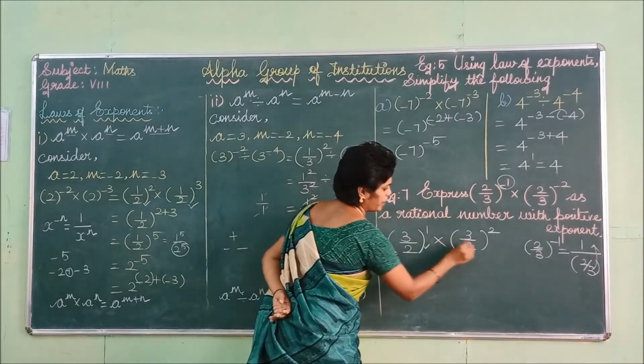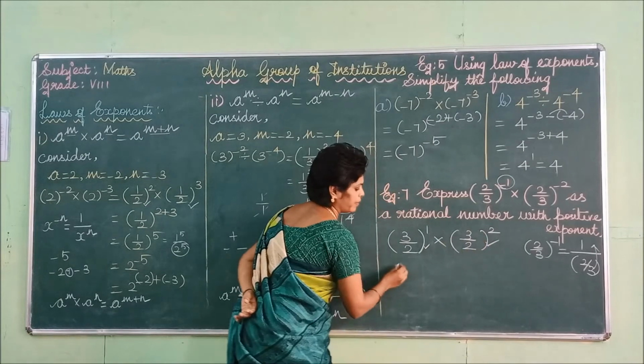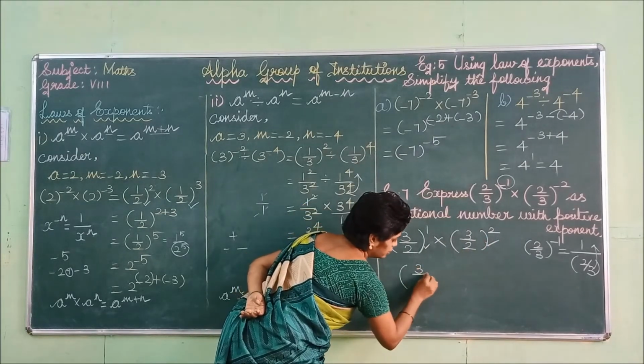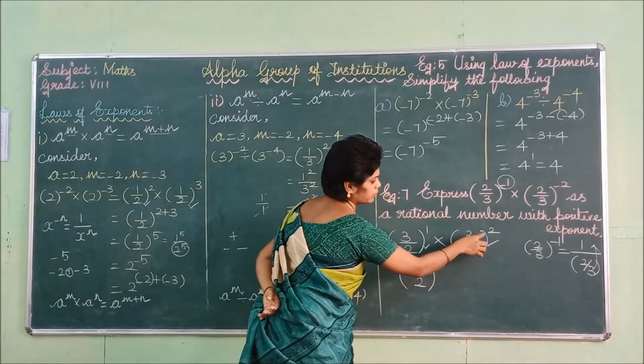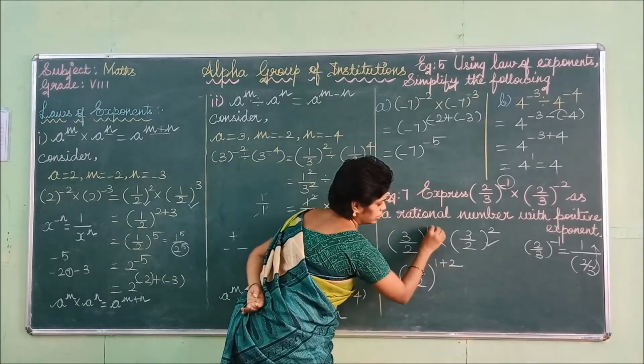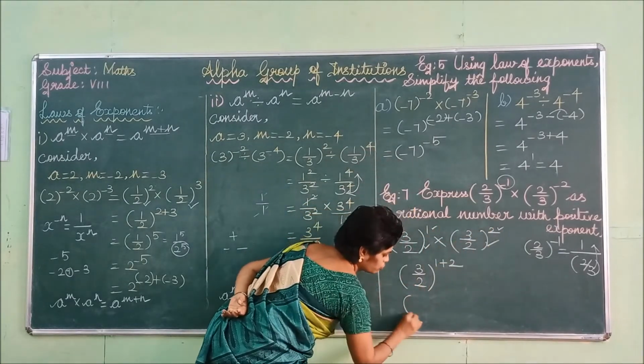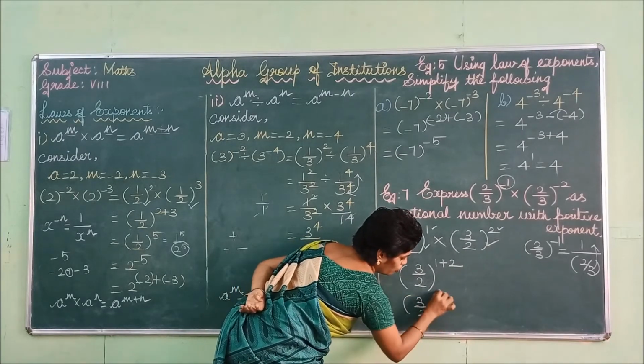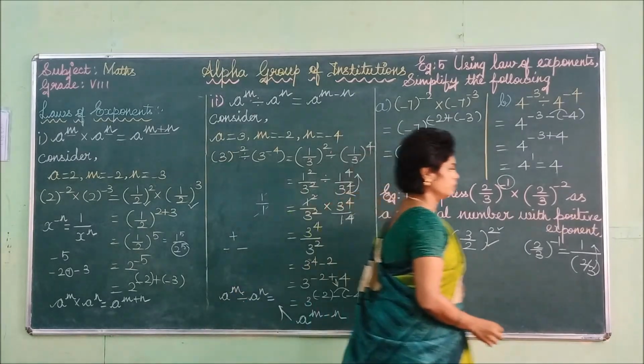So check, both the bases are the same, so you can add the powers. What are the powers here? 3 by 2 whole power 1 plus 2. The powers are 1 and 2. So 3 by 2 whole power 3.